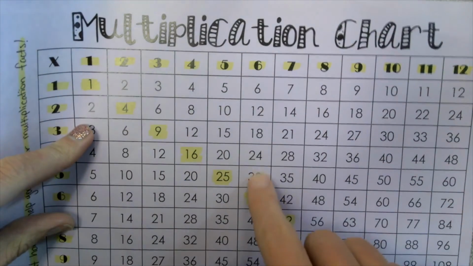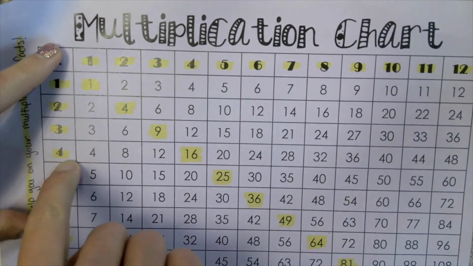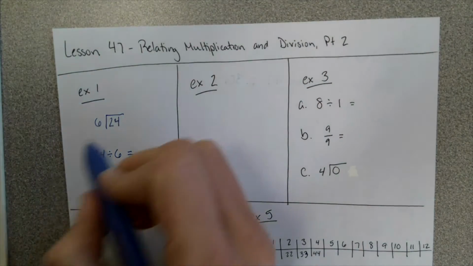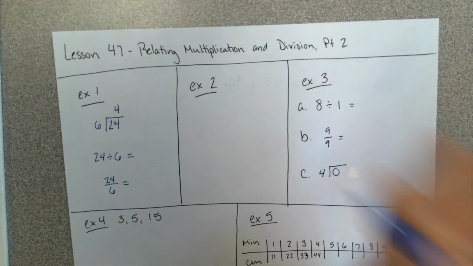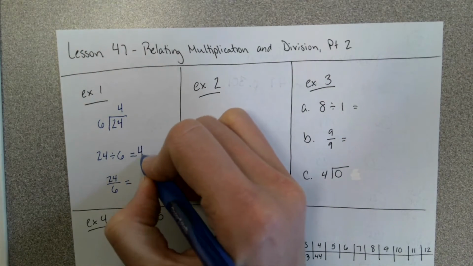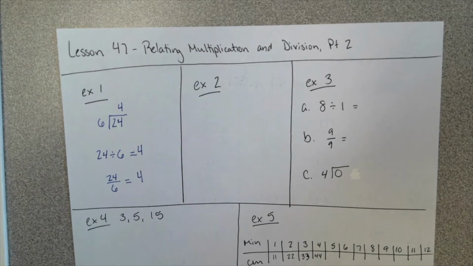All right? Now what is 24 divided by 6? Go in the 6th column, find 24, 4. So this one, 24 divided by 6 is 4. 24 divided by 6 equals 4 and equals 4.